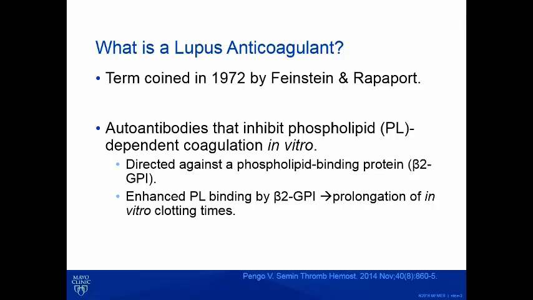What we do know is that a lupus anticoagulant consists of autoantibodies, and these autoantibodies inhibit phospholipid-dependent coagulation in vitro. These autoantibodies are directed against a phospholipid-binding protein, usually beta-2 glycoprotein 1. When it's bound by these autoantibodies, this binding results in enhanced phospholipid binding, and these phospholipids are pulled out of the laboratory test system and can't participate in the laboratory clotting time. So the end result is a prolongation of your in vitro clotting times.